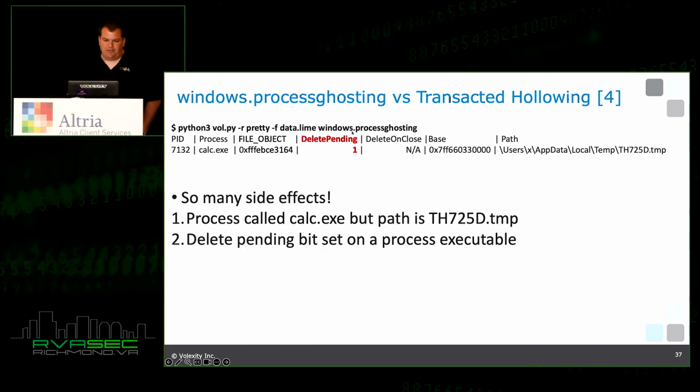And then on top of all of that, the delete pending bit is set, which means, hey, my process is running from a file that's deleted, which I know is totally fine to do on Linux, but it's not something that should be supported on Windows. So the plugin catches it right away.